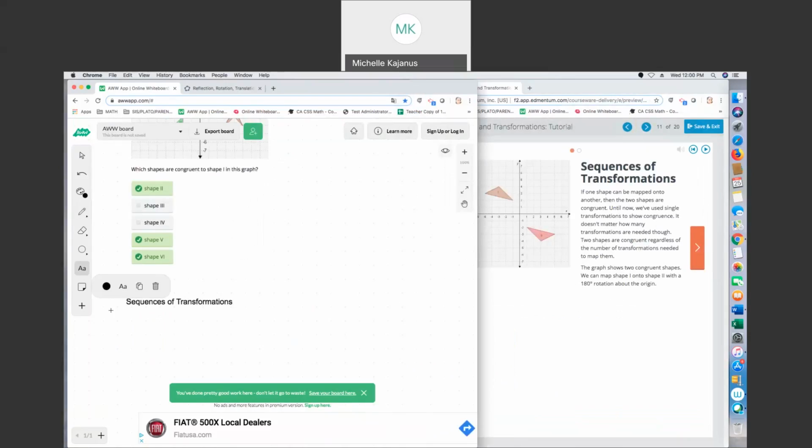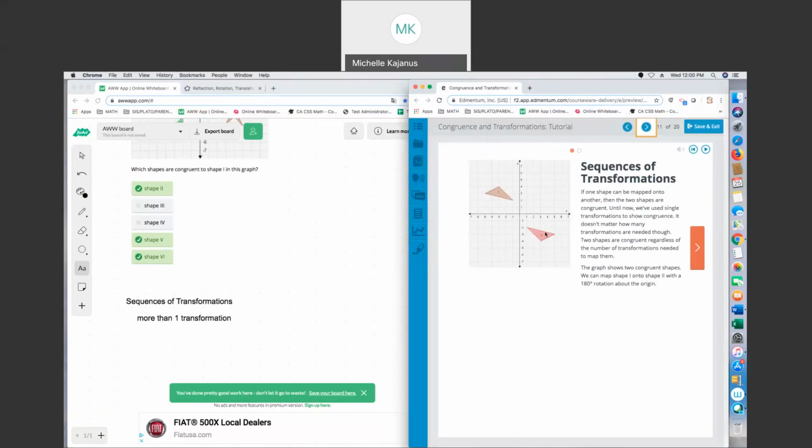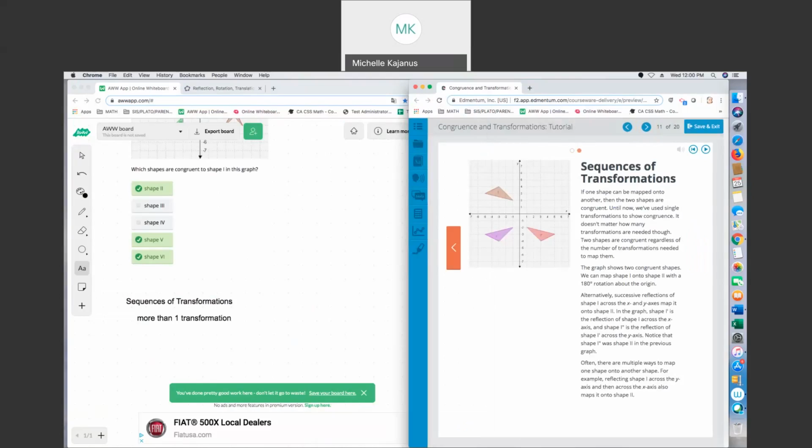In this case, you're not just going to do one transformation. You're going to do more than one transformation. Let's say that I want to figure out how to get this shape to look like that. Maybe one rotation is not going to be enough. Maybe you have to do a reflection and a rotation, or 2 reflections. This is what the main topic of this tutorial is about.